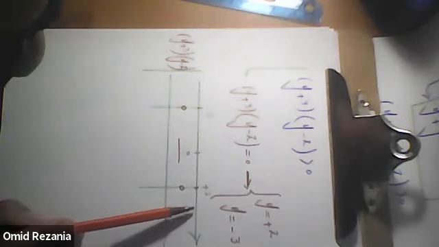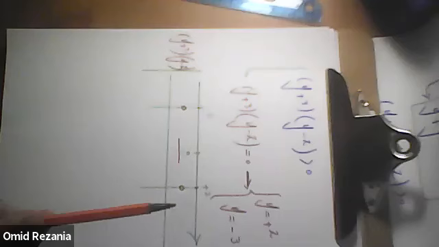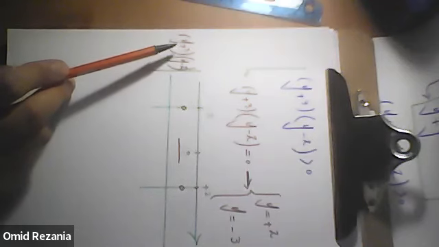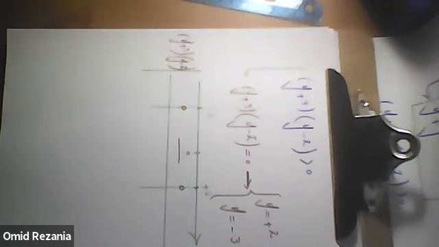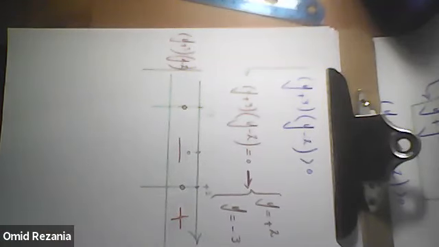For example, pick up a number which is greater than +2. 5. If you put 5 in this equation, 5 plus 3 becomes how much? 8. 5 minus 2 becomes 3. Then 8 times 3 becomes what? 24. Is it a positive number or minus number? It's a positive number. Then only one single number decides on the sign of any other number in this interval.